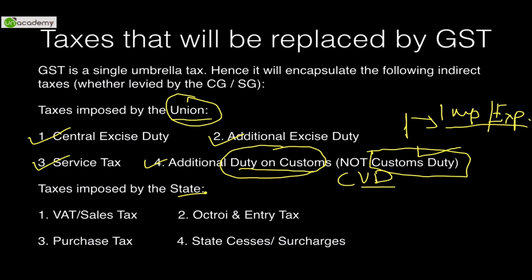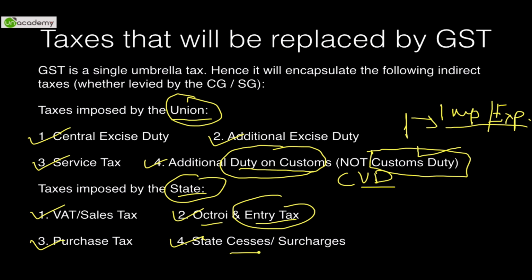Now, the taxes imposed by state governments: first is VAT or sales tax, it will be abolished. Octroi, this is known as chungi in Hindi, or entry tax, this will be replaced. Purchase tax or any kind of state cesses, surcharges, etc., everything will be replaced, and one tax will exist, that is GST, goods and services tax. So you can see that all these taxes will finish off and one tax will be introduced, one single tax.